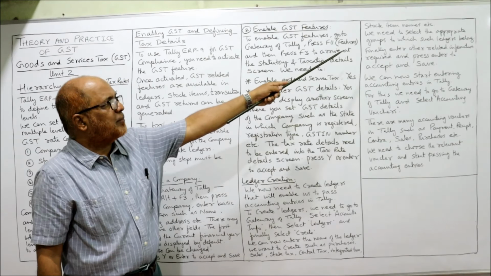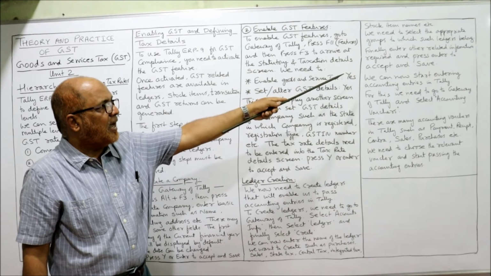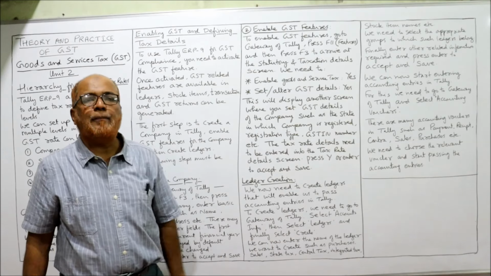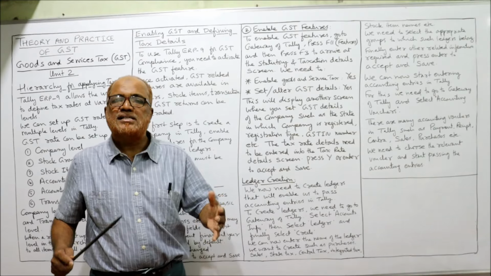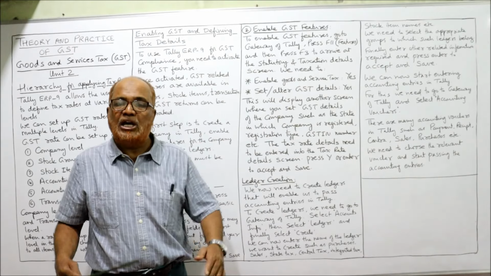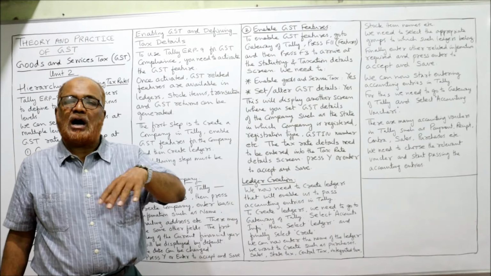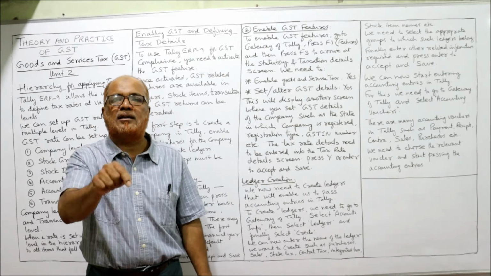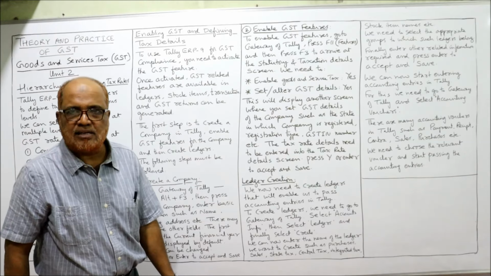Then we need to select the appropriate group to which each such ledger belongs. Finally, enter the related information required and then press Enter to accept and save. So we need appropriate groups for all the ledgers. If you divide all the ledgers into different groups, it will be convenient for us. So after giving all this information, press Y or simply the Enter button. Then automatically it will be accepted and saved.